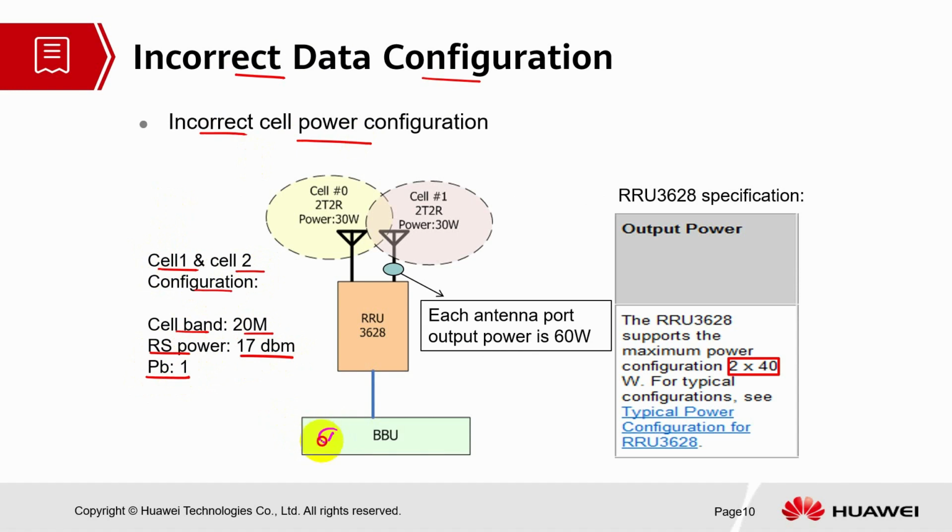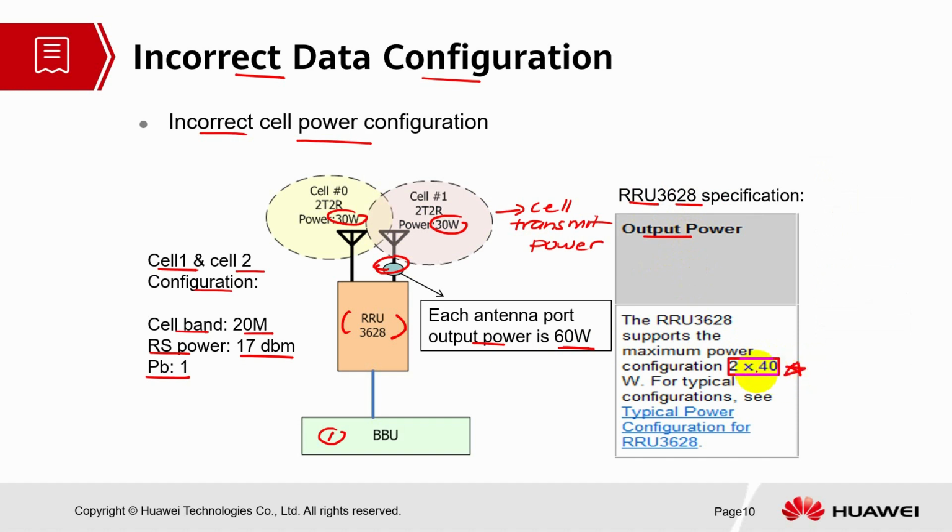They have one BBU here with an RRU 3628, and for the antenna port, the output power is set to 60 watts. So each cell will be getting 30 watts of cell transmit power. However, when we check back the actual technical spec of RRU 3628, the output power is 2 by 40 watts. So this indicates that this is already a wrong configuration.